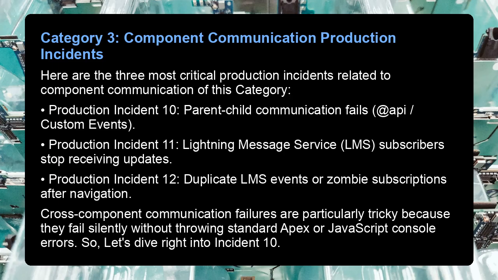Category 3. Component communication production incidents. Here are the three most critical production incidents related to component communication. Production Incident 10. Parent-child communication fails at @api or custom events. Production Incident 11. Lightning Message Service, LMS, subscribers stop receiving updates. Production Incident 12. Duplicate LMS events or zombie subscriptions after navigation. Cross-component communication failures are particularly tricky because they fail silently without throwing standard Apex or JavaScript console errors. So, let's dive right into Incident 10.